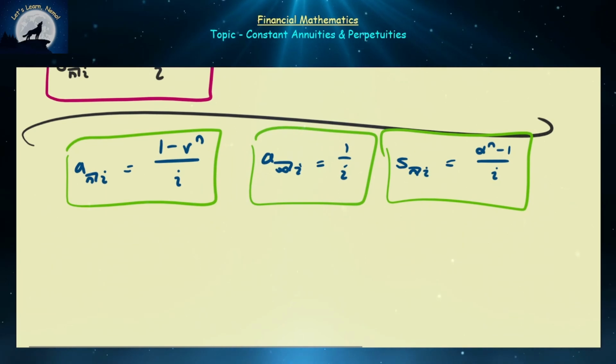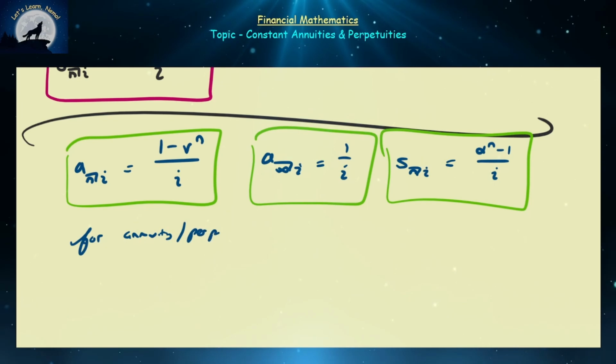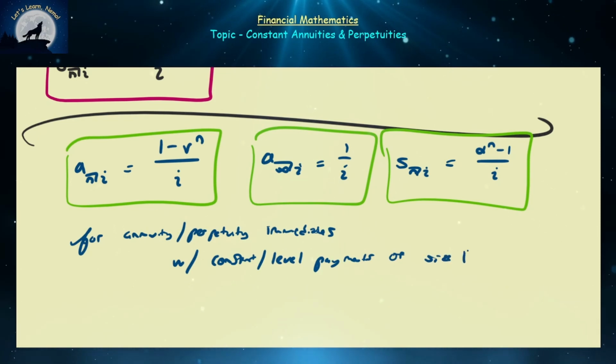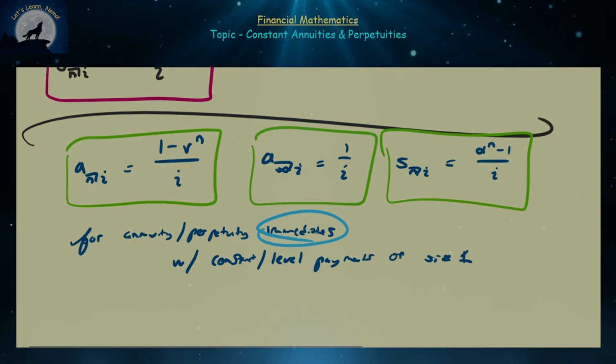And this, again, is for annuity and perpetuity immediates, where the payments occur at the end of the periods with constant or level payments of size 1. So now that we understand how to formulate and work with annuity and perpetuity immediates, let us shift our focus to how we deal with annuity and perpetuities due.